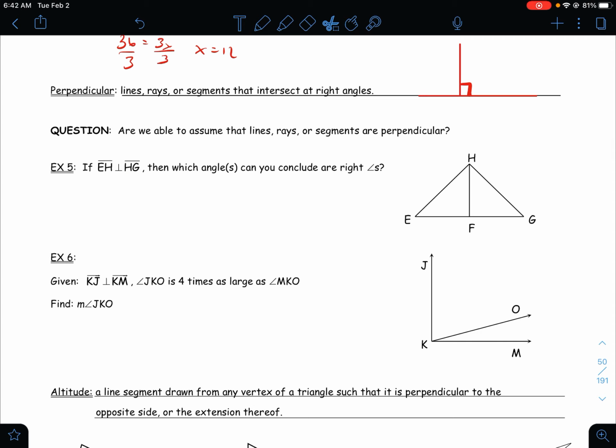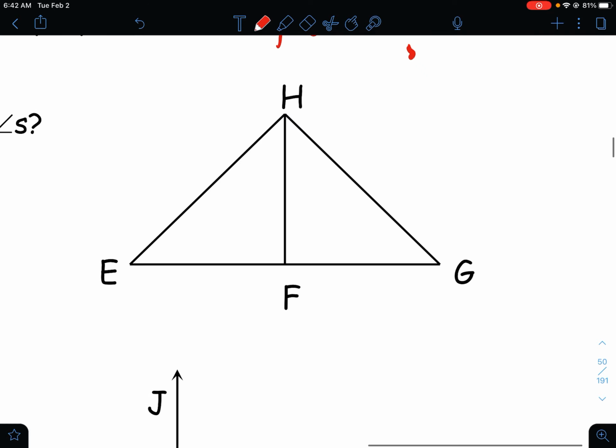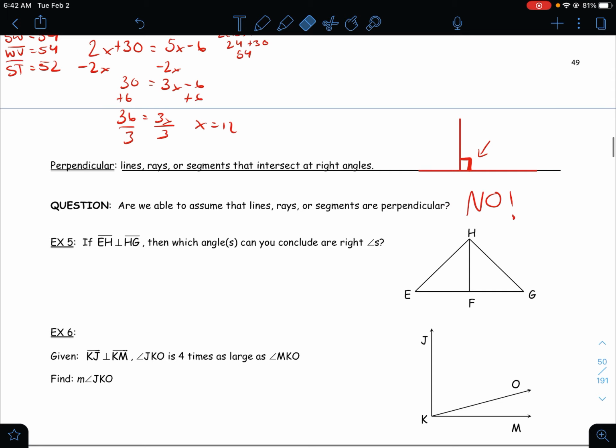So it says, are we able to assume that lines, rays, or segments are perpendicular? If we look at something and think, oh, that looks like a right angle, no, you cannot assume that. It either needs to have the little 90-degree mark, then you know it's perpendicular. Maybe it's 89 degrees. It might be close to 90 degrees, but may not quite be 90. So you need to either be flat out told, or you have to be able to draw that conclusion from the information given.